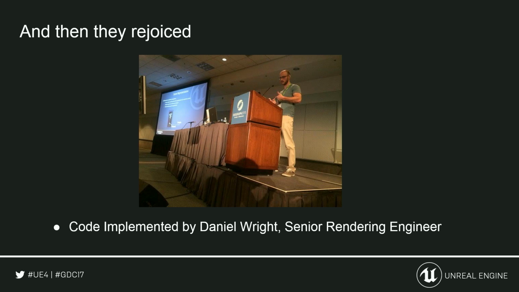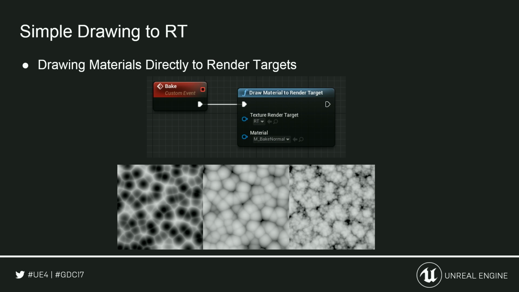Prior to that, you had to do some hacky things like placing a scene capture in your scene, pointing it at a flat quad just to render the simple material, which was a bit wasteful, and you pay for some overhead of post-processing and things like that. So now you can literally just tell it to draw simple render targets and go from there.